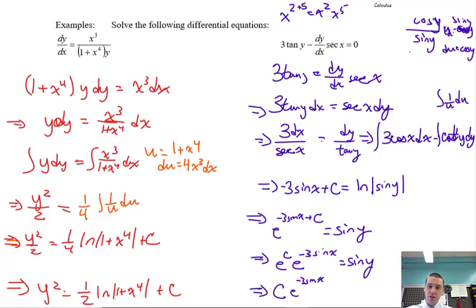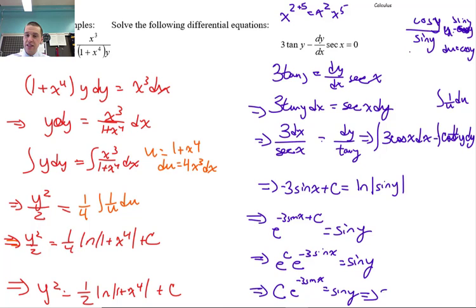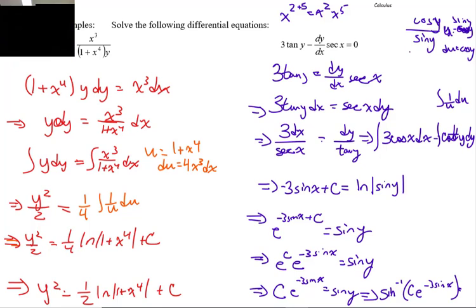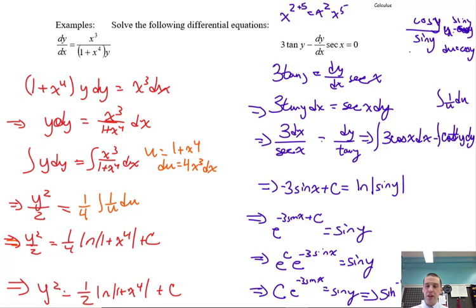So we get to this part, which looks a lot nicer. This is the exponent rules. So how do I get rid of the sine? Well, I'll take the sine inverse. And so I'm going to get c e to the negative 3 sine x equals y. And there you go. It is done. I know that was not nice, but it worked out well.